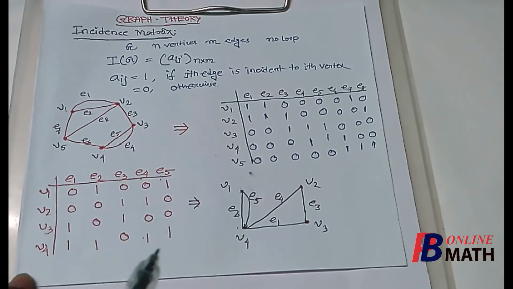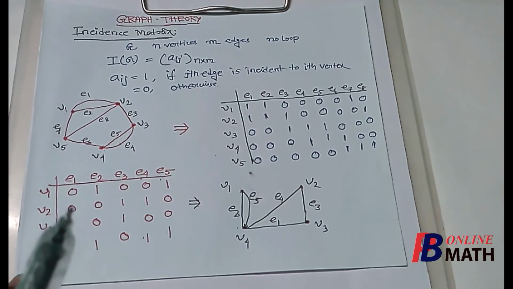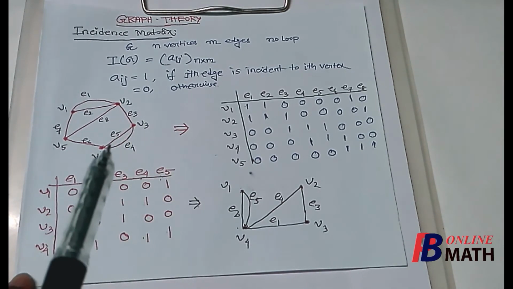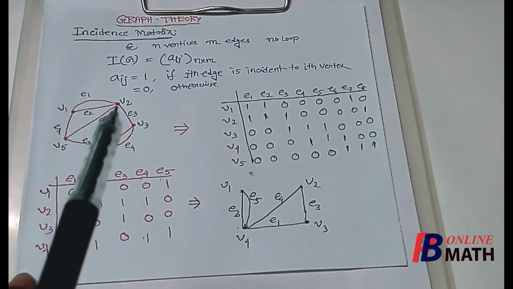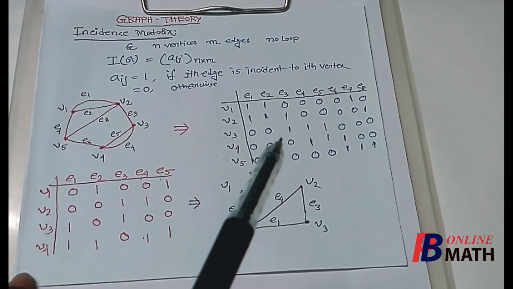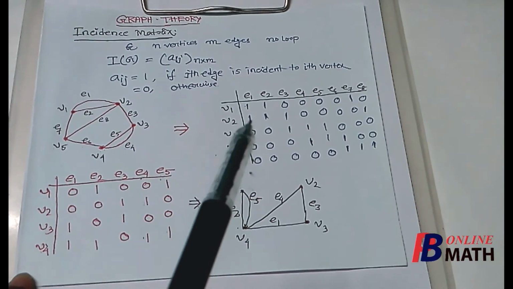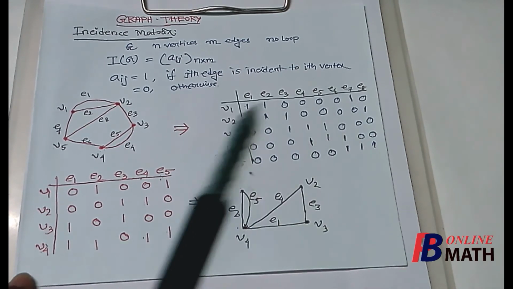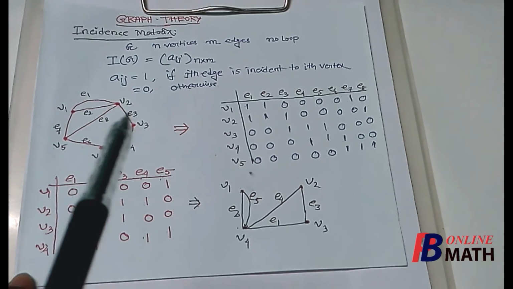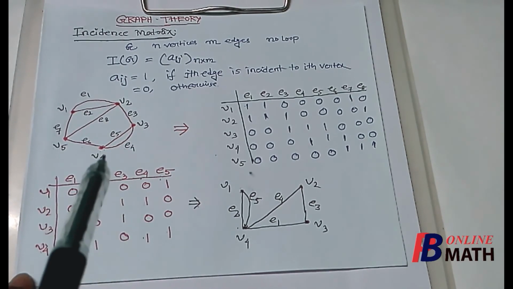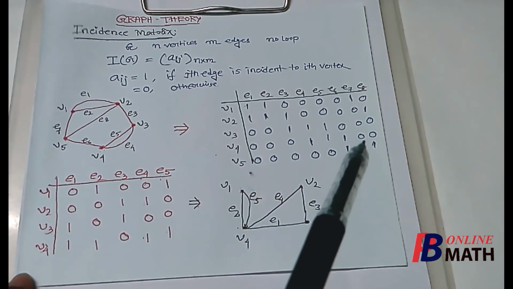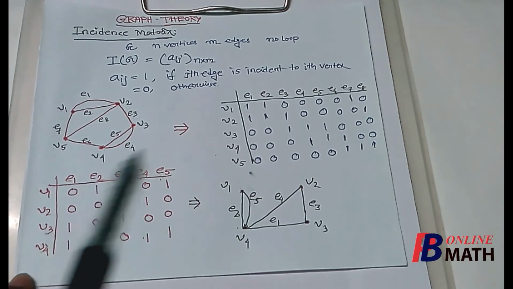Now one interesting thing is that if we want to find the degree of any vertex from incident matrix, then if we consider this graph, and we want to find the degree of the vertex V2, then in the incident matrix we shall consider the row of V2 and we shall add all the elements in the row of V2. Here we find that the sum is 4. Therefore the degree of this vertex V2 is 4. Similarly, if we want to find the degree of this vertex V4, then in the row of V4 we add all the elements and the sum is 3. So the degree of this vertex V4 is 3.